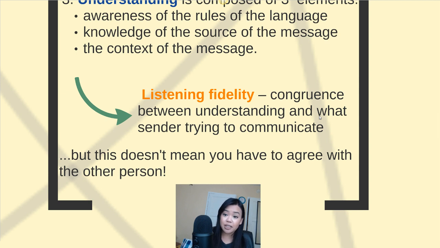Do you achieve listening fidelity? Did you actually have congruence or equality or the same with what the person was trying to say and what you took away from the message? I want to state right here that that doesn't mean you agree with the person. A lot of students confuse listening fidelity with agreement. That doesn't mean you agree with them. It just means you understood their message as they meant it to be, as they meant to say it.